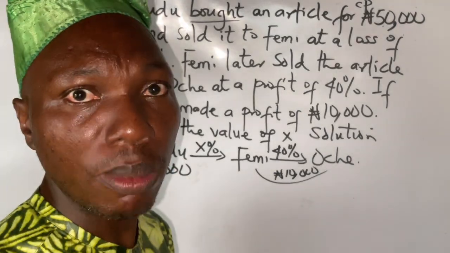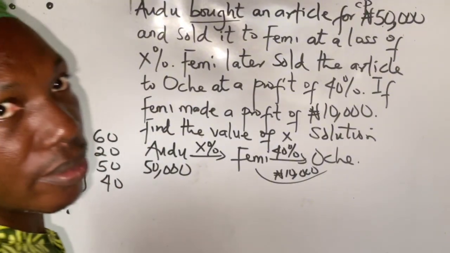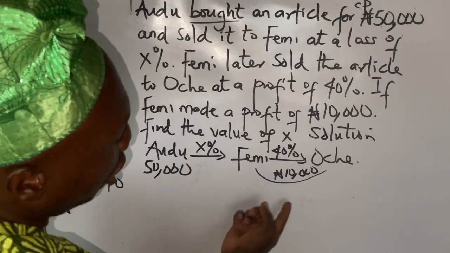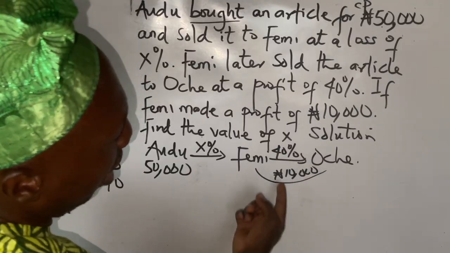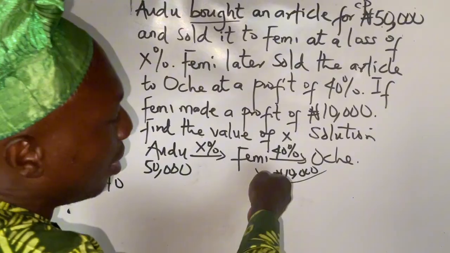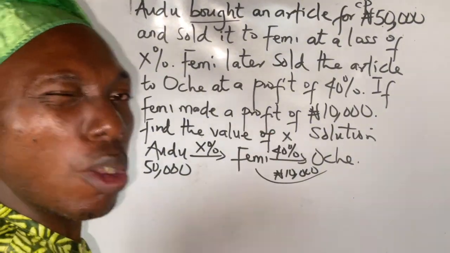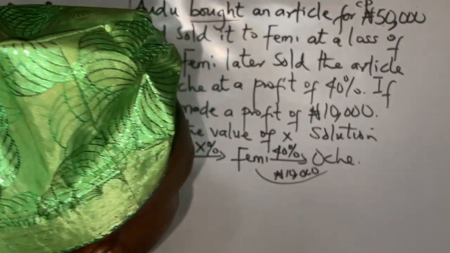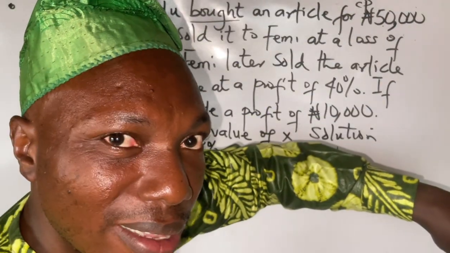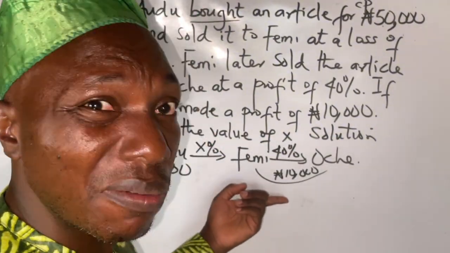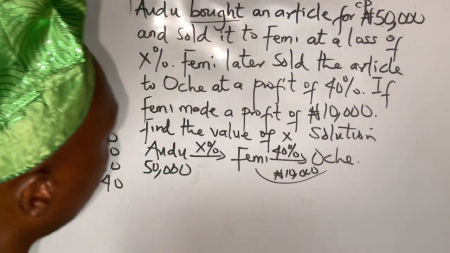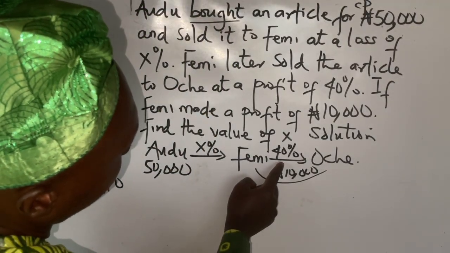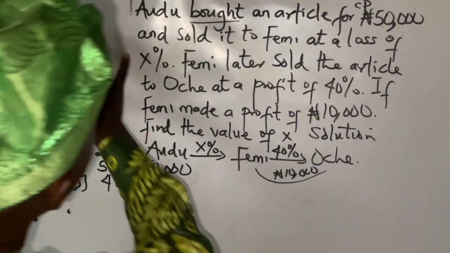The simple way to solve this problem is working from the back. When we calculate the relationship between Femi and Oshe, we are going to get the cost price and the selling price of Femi. The cost price of Femi was actually what Audu sold to him as selling price. That is the only way you can solve this problem. So let's find the cost price of Femi. I'll be solving it here.